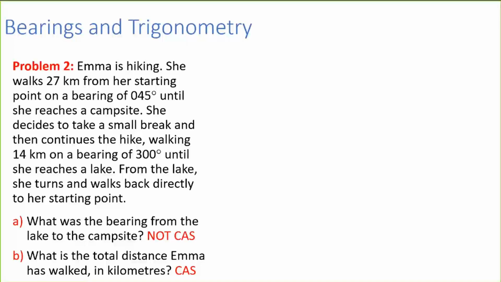Let's do this. Let's put the first piece of information in. She walks at a bearing of 45 degrees. Now, these are true bearings. That means they start from north and go clockwise around. And she walks for 27 kilometres to a campsite. Now, notice I have put in a few angles there. Knowing my alternate angle facts, I'm able to know that it's 45 degrees everywhere, basically, in all those angles there.